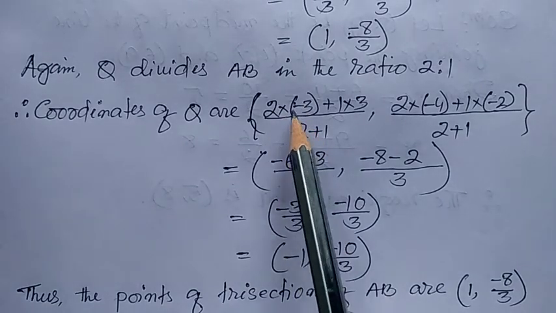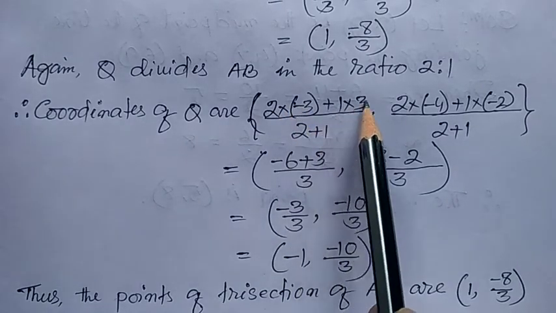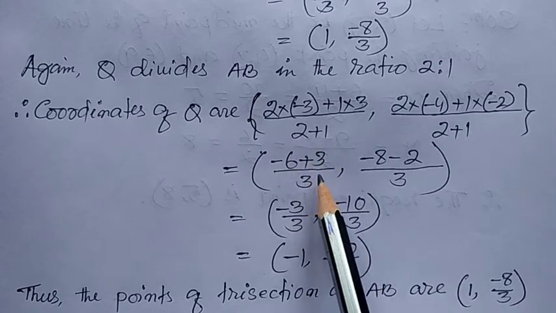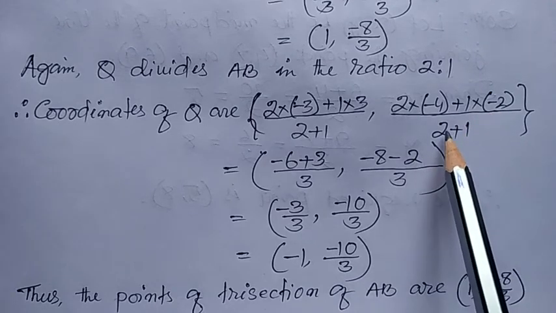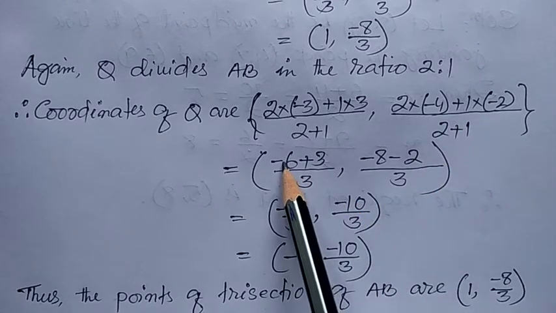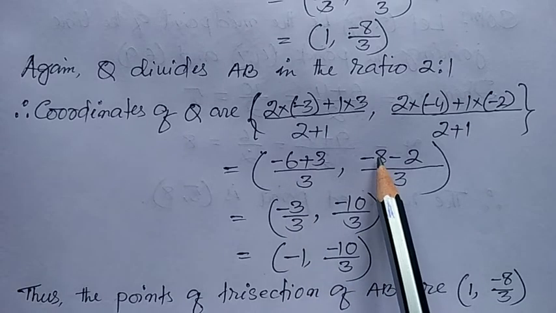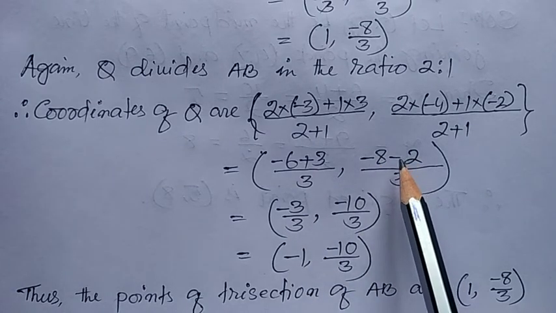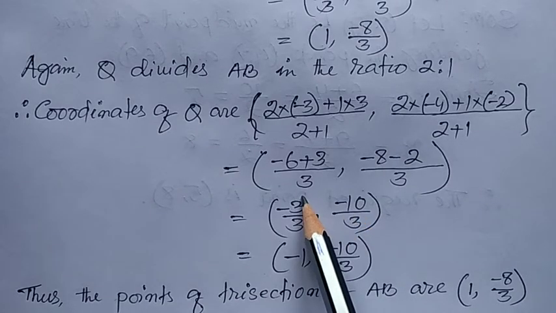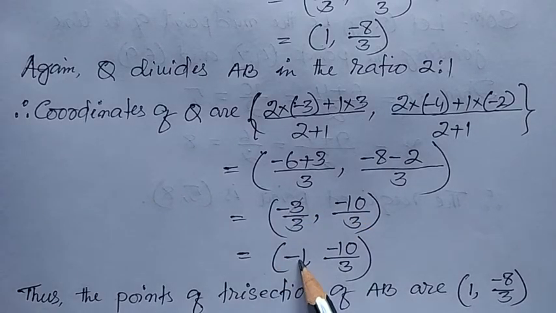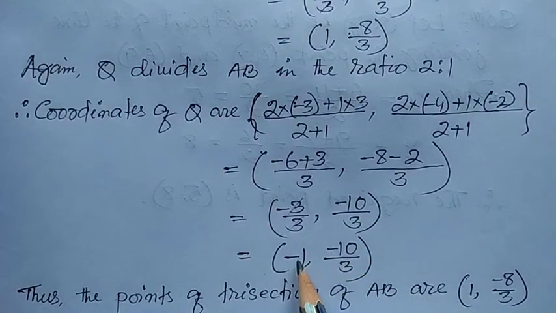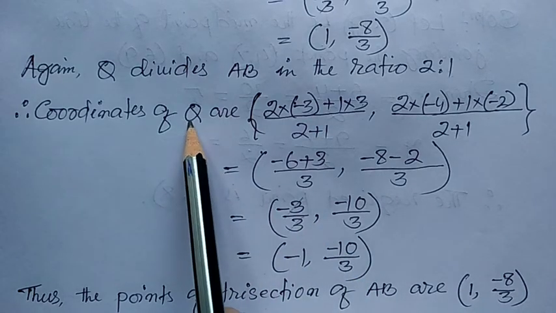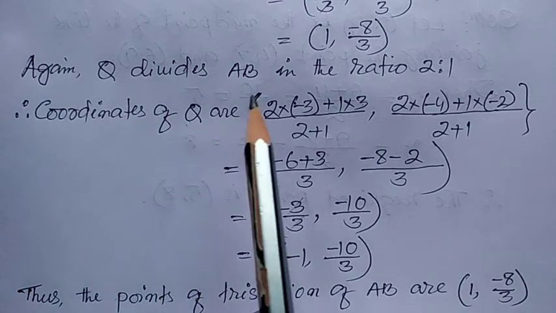Then 2 into minus 3 is minus 6, plus 3 into 1 is plus 3, divided by 2 plus 1 is 3. 2 into minus 4 is minus 8, 1 into minus 2 is minus 2, 2 plus 1 is 3. Then minus 6 plus 3 is minus 3, minus 8 and minus 2 combined is minus 10. Minus 3 by 3 cancel, we get minus 1. 10 cannot be divided by 3, so we get minus 10 by 3. So minus 1 comma minus 10 by 3 is the coordinates of point Q, which is the second point of trisection.